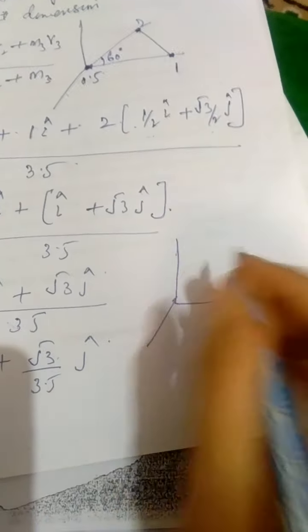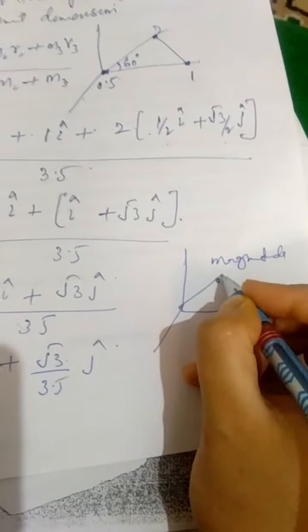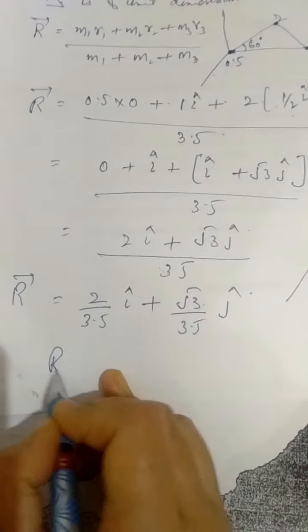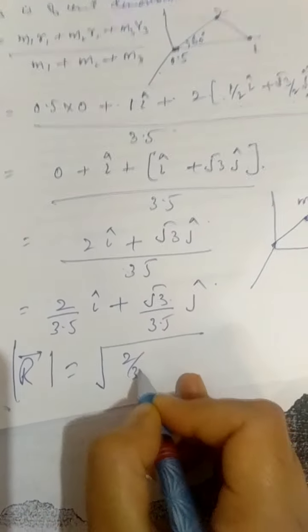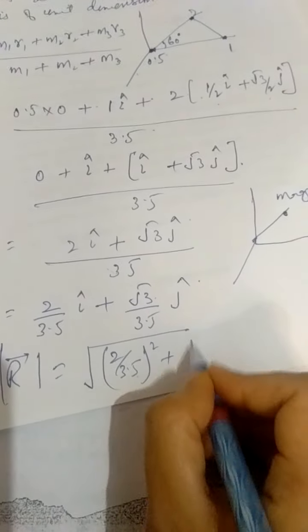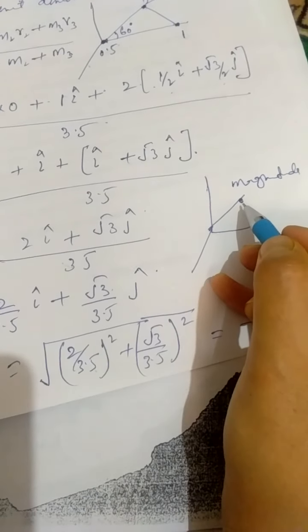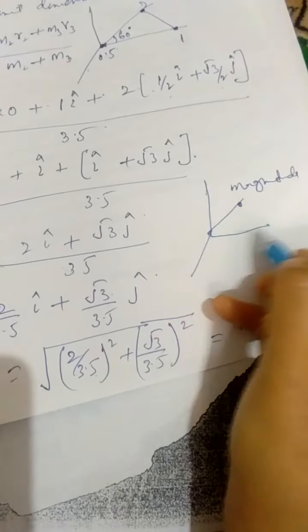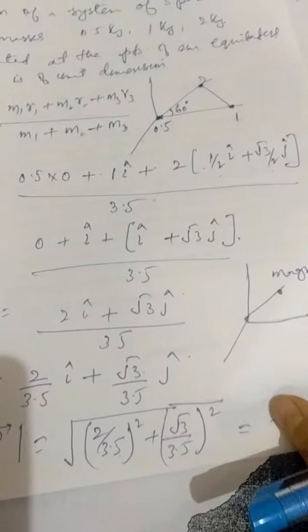Now if you are asked to find only the magnitude of the center of mass with respect to the origin, that you can find quite easily. So the magnitude of r will be the square root of (2 by 3.5) squared plus (root 3 by 3.5) squared. Whatever is the value, that gives the magnitude of the center of mass with respect to the origin of the Cartesian coordinate system. So this is how you can face various types of numerical problems in the examination.